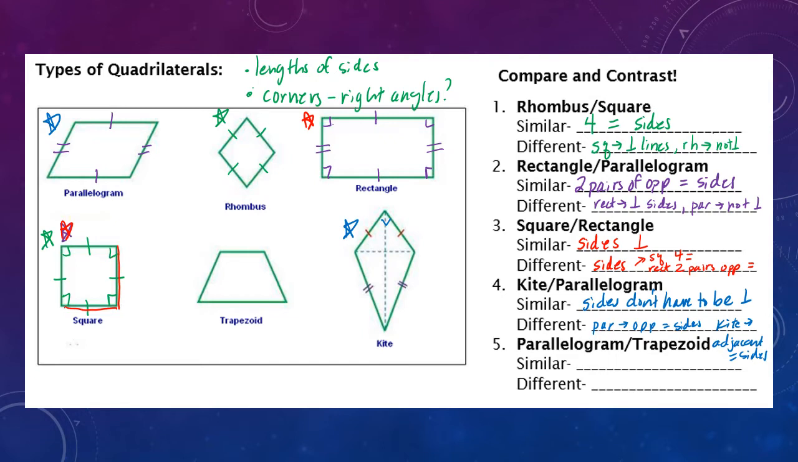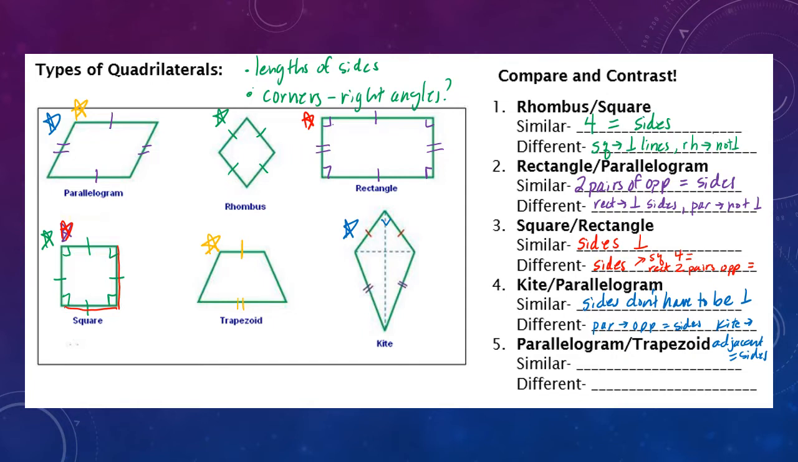All right, last but not least, let me find a new color. We'll do orange this time. We're going to talk about parallelogram versus trapezoid. So trapezoid we haven't talked at all about yet. Some things about trapezoids: the top and the bottom sides are not going to be equal to each other. If they were equal to each other, then it would be either a parallelogram or a rectangle. But they're not going to be equal to each other. So this top side and this bottom side are different lengths.